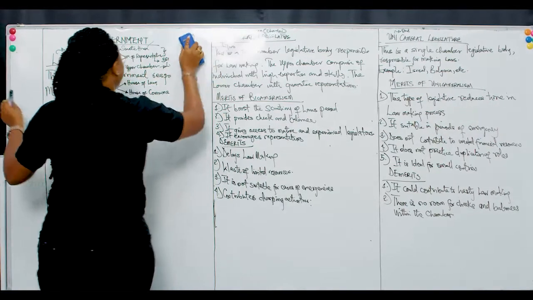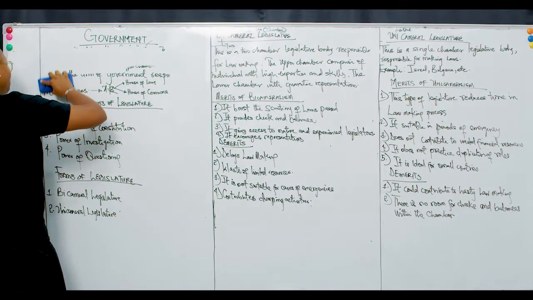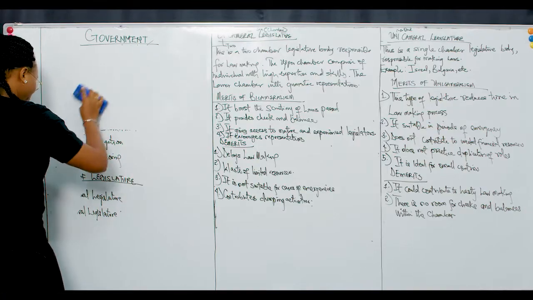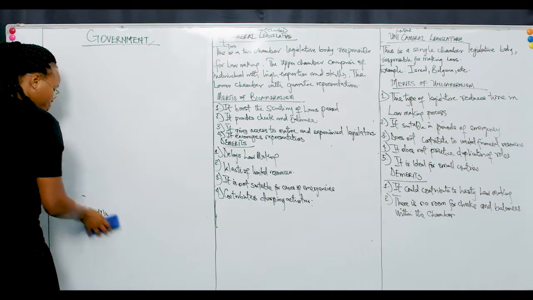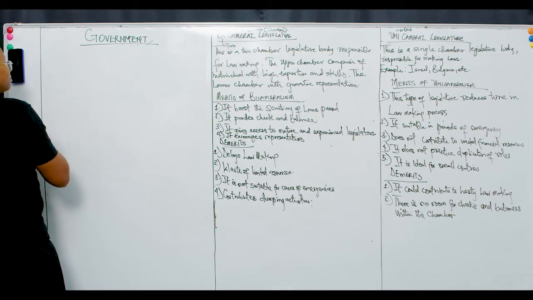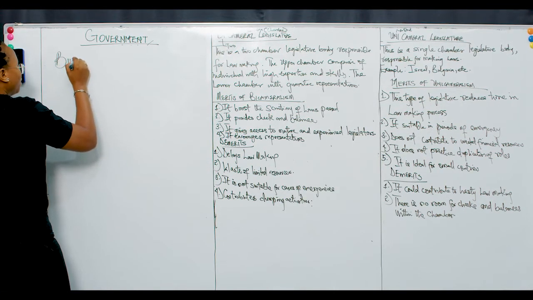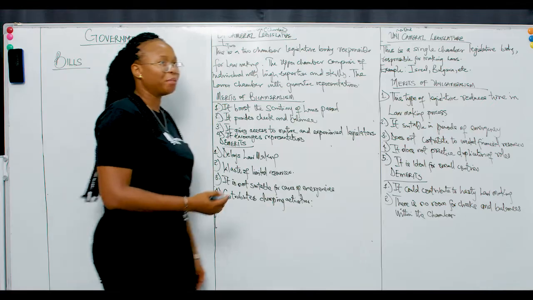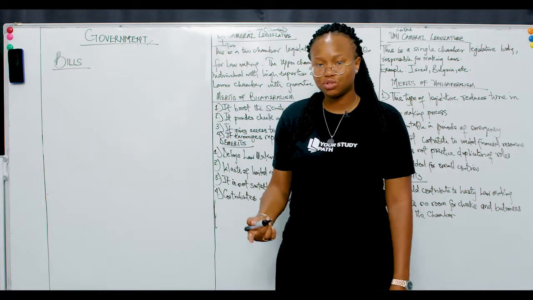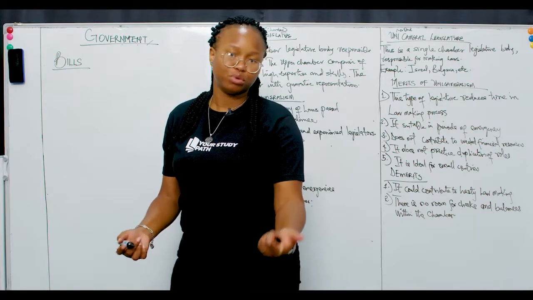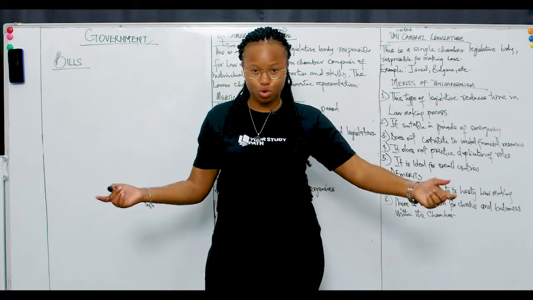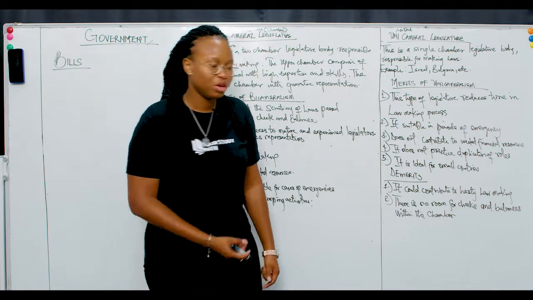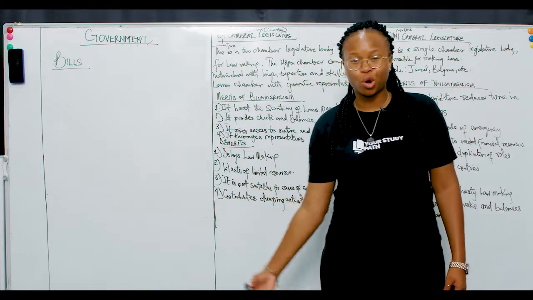Bills. We want to look at bills. What are bills? I'm sure I've used that word quite a number of times. Let's take a look at it. Bills are simply proposed actions that are being laid before the legislative body that upon approval become laws. In summary, bills are proposed laws. So before a law is enacted, it usually starts from what we call a bill.